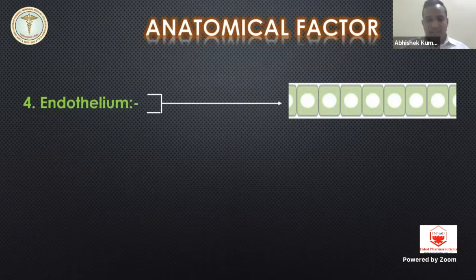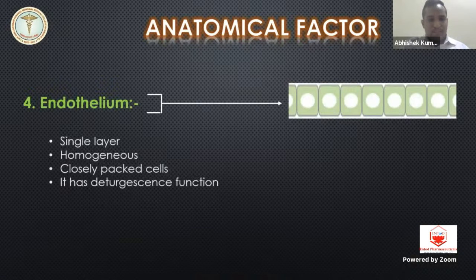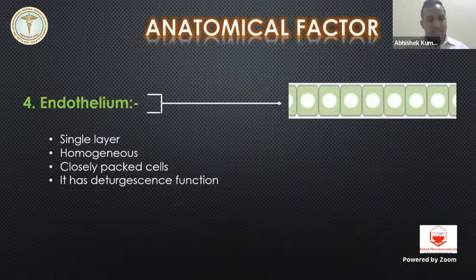Now we have the endothelium. In the endothelium, we have a single layer of cells. This is a homogeneous layer. It has closely packed cells and it has a pump function. The normal number of cells in the endothelium is around 2500 to 3000 cells per mm square. If the number of cells becomes less than 2400 but more than 500, the corneal endothelium can compensate by two processes. One is polymegathism, the other is pleomorphism. Polymegathism means multiple cells enlarge themselves, and pleomorphism means multiple cells change their shapes.